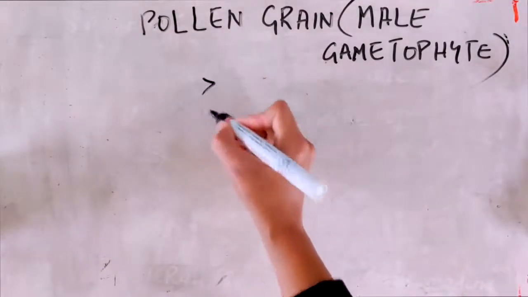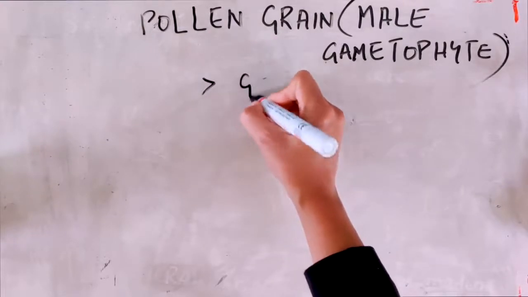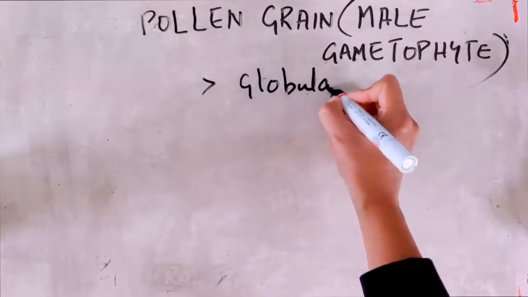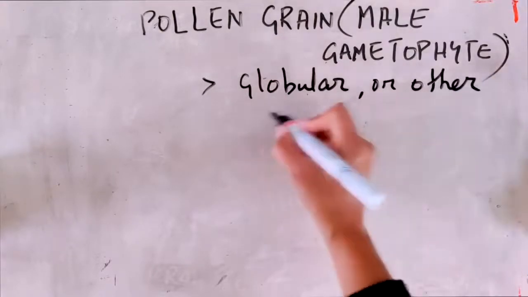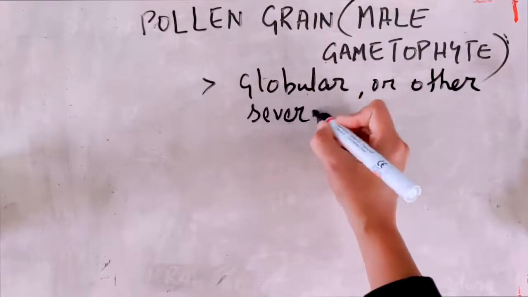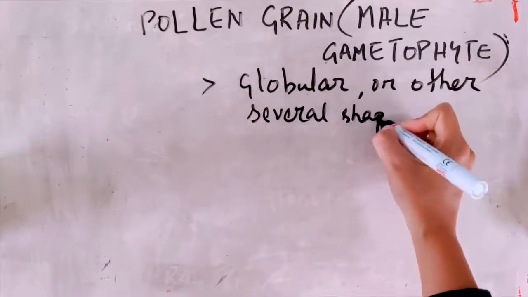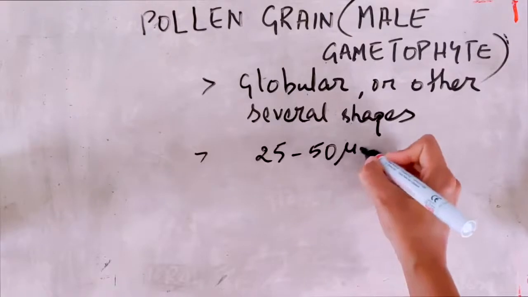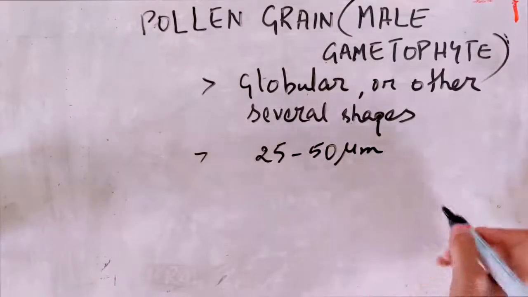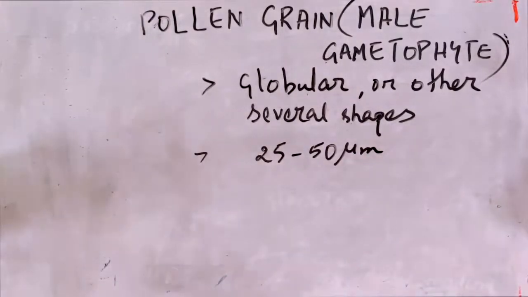Point number one, they are mostly globular, round in shape, or other several shapes. Number two, 25 to 50 micrometers in diameter. Next, the structure. What does the pollen grain structure consist of? This is a question. We are going to study the structure one by one.